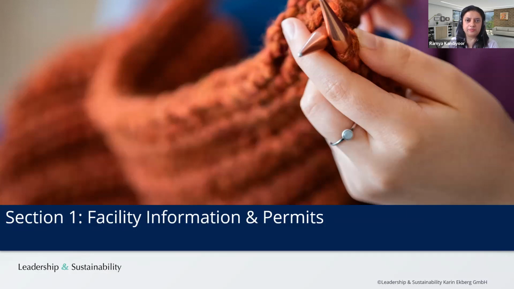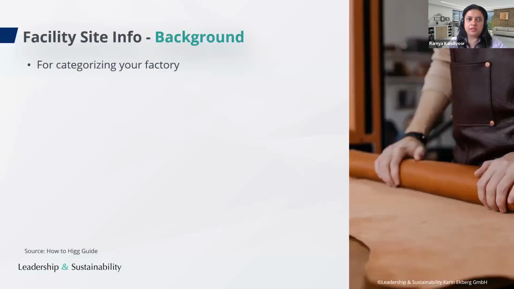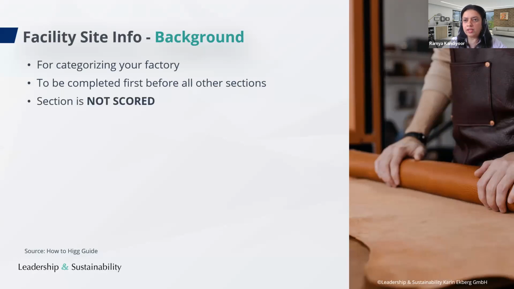Okay, let us go back to our presentation here. So we've come to the very first section, which is the section on facility info and permits. This section is used for categorizing your facility, and it has to be completed first before all of the other sections. And one thing that we need to remember is that this section is not scored.